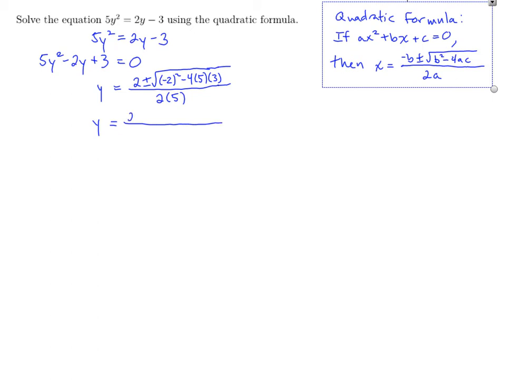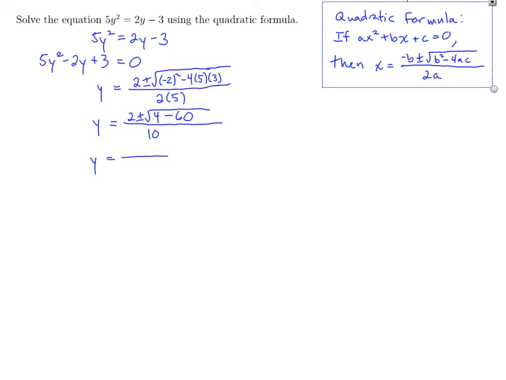So in the numerator, we have 2 plus or minus, and then inside this radical, negative 2 when squared is a positive 4. Now we're subtracting 4 times 5 times 3. 4 times 5 gives us 20, times 3 gives us 60. So inside this radical, we have 4 minus 60. And at this point, we can see that something is going a little bit awry. Let's simplify one more step.